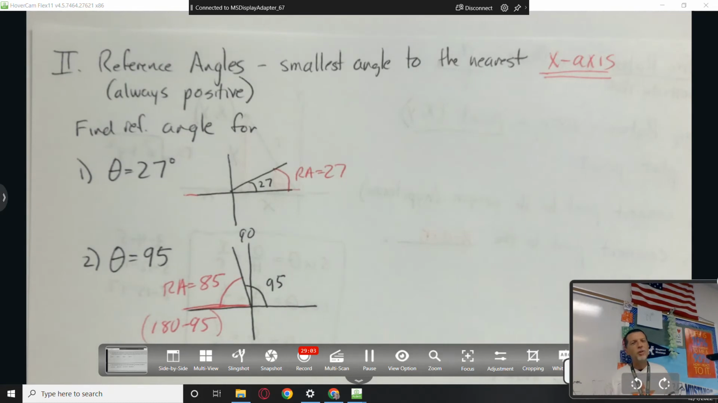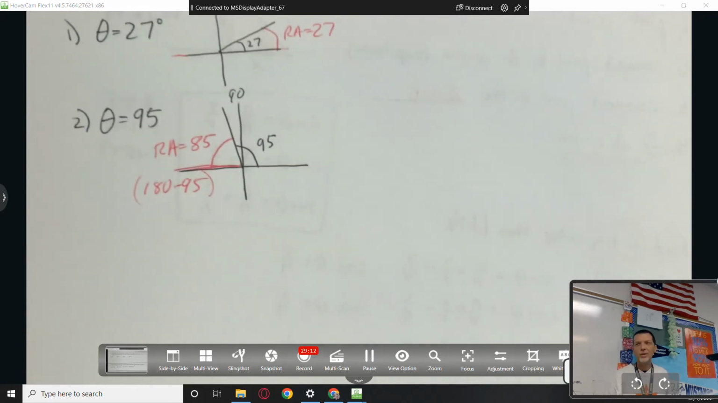But the formulas all kind of change and are different, so I would not memorize 180 minus, because that's not really it. That only works some of the time. It's better to just look at the picture and figure it out.